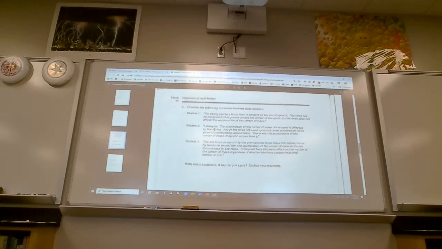What about 2? Do we agree with student 2? No. Why not? What's wrong about their explanation? Because the force isn't used up in rotational acceleration. There's no such thing as using up force. You can use up energy. You can't use up force. Do we agree with student 3? Yes. Student 3 is on the ball. Good with that? Okay.